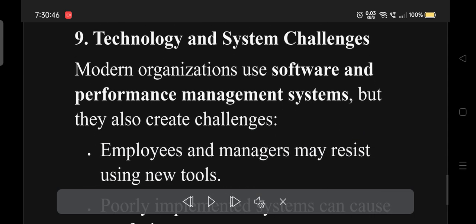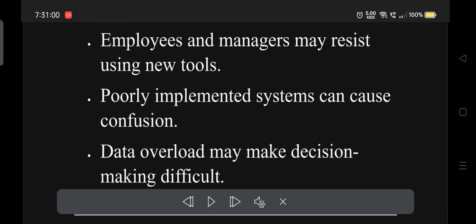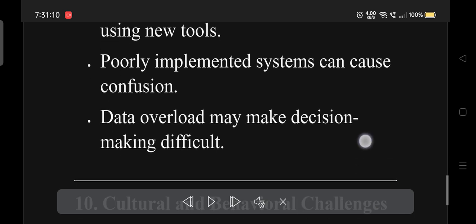9. Technology and system challenges. Modern organizations use software and performance management systems, but they also create challenges. Employees and managers may resist using new tools. Poorly implemented systems can cause confusion. Data overload may make decision-making difficult.